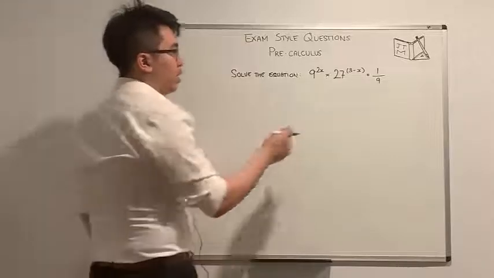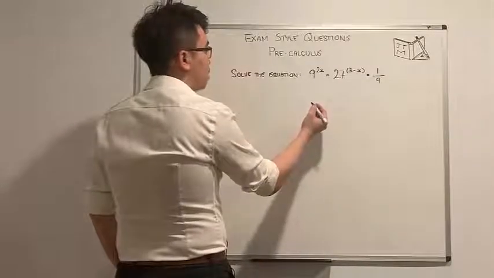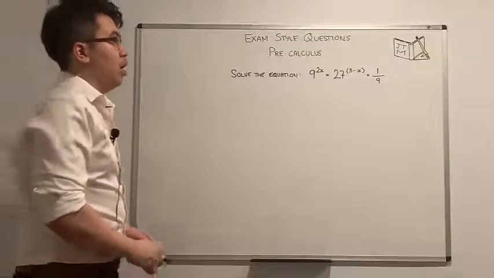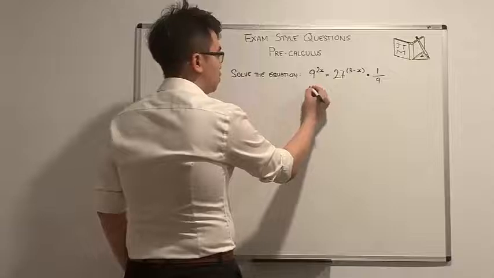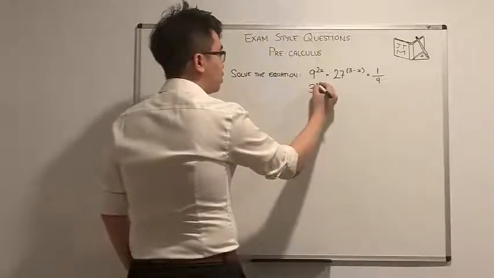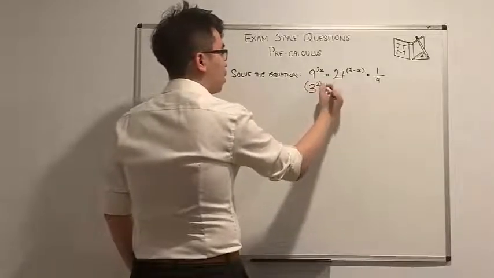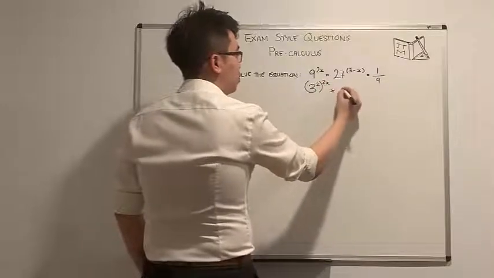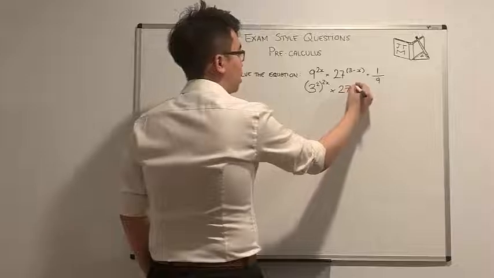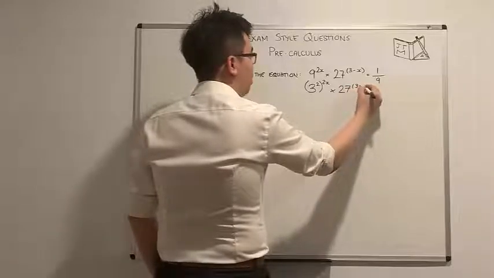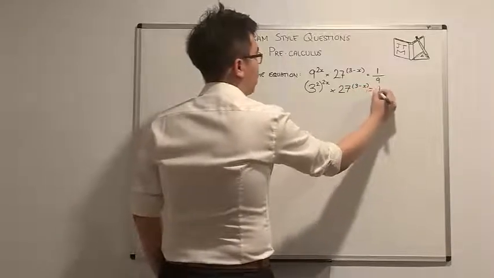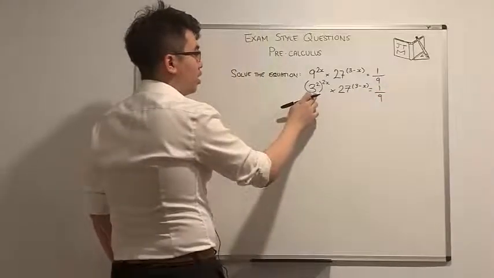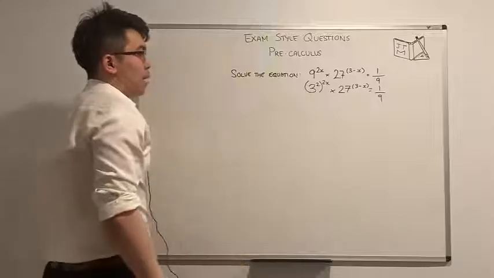Now, 9 to the power of 2x. 9 can be converted into a base 3 with a power of 2, 3 squared. And then we put the 2x right there. And for sake of simplicity, I'm going to take each of these terms one at a time. So I'm going to write out this just the way it was in the question. Now 3 squared to the power of 2x.